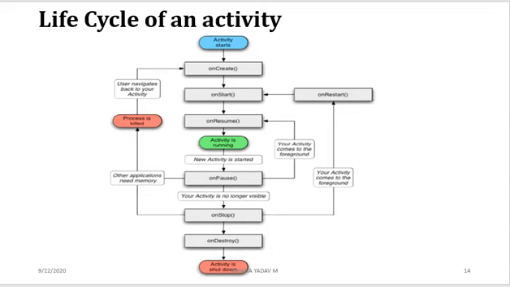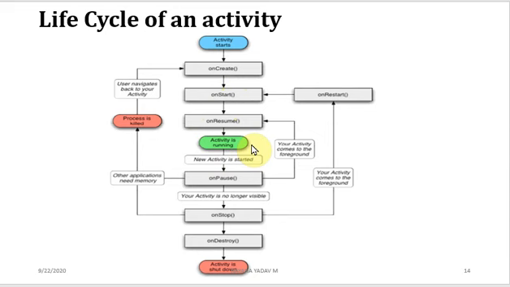To begin with, the activity starts. When the activity starts, you have a function called onCreate. This function is called when the activity is first created. After that you have onStart. This function is called when the activity becomes visible to the user. And after that, now that the activity is visible, next is onResume. This function is called when the activity starts interacting with the user.